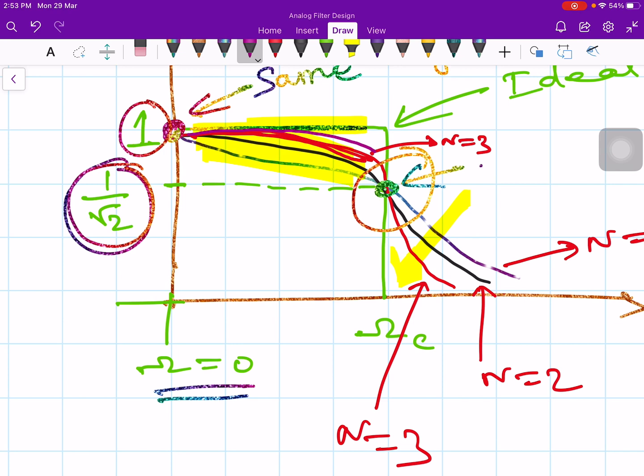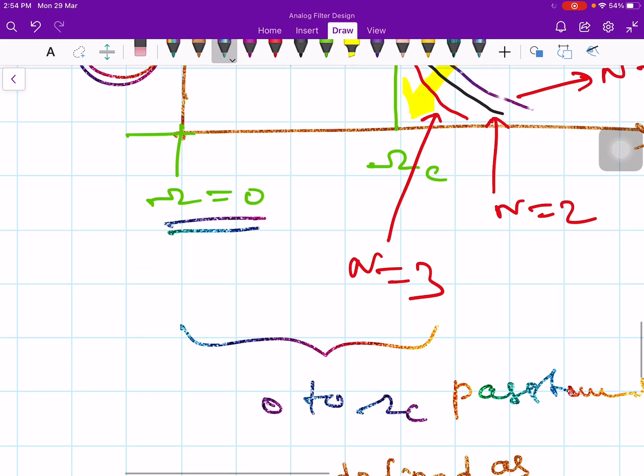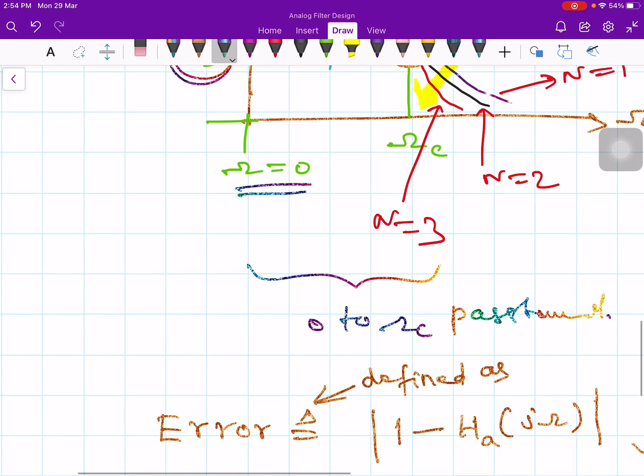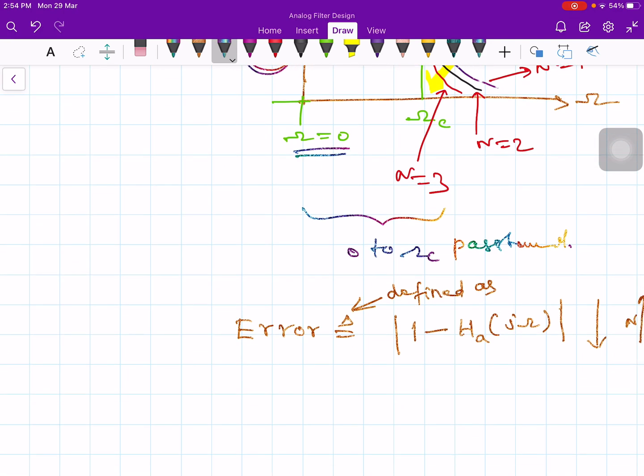What about this color? This curve is nothing but n equal to 1. When I say n is equal to 1, this is my error. This much error will be there. So if you increase the order, the error goes down, right? So the error decreases as the order increases. By the error we mean the error in the pass band as well as the error in the stop band.